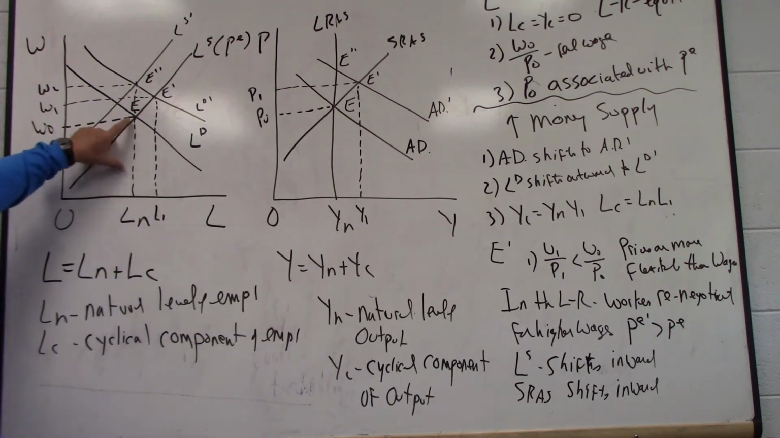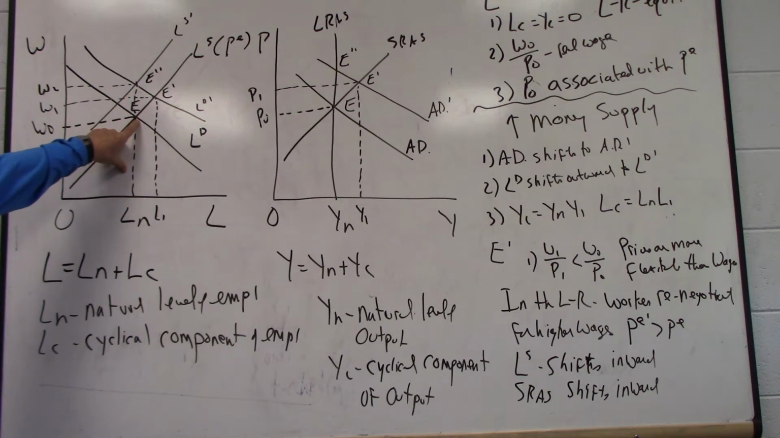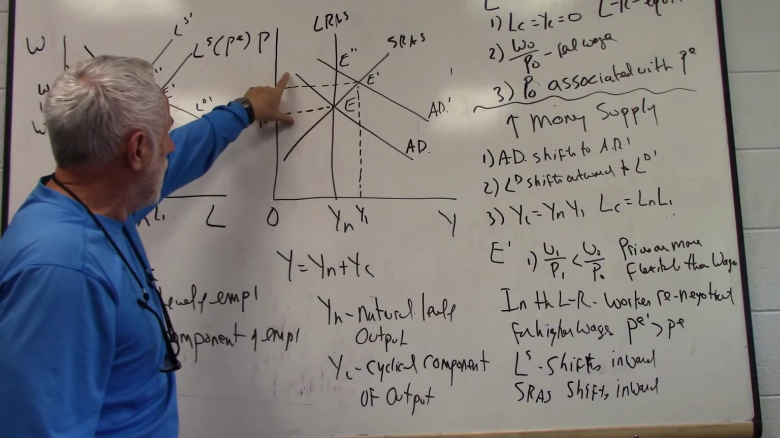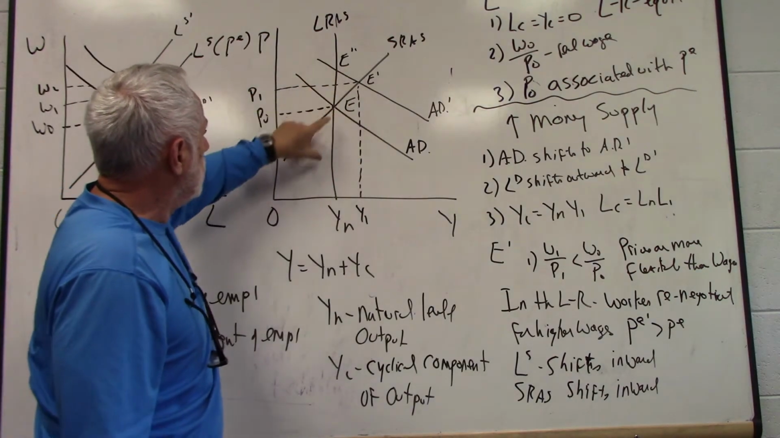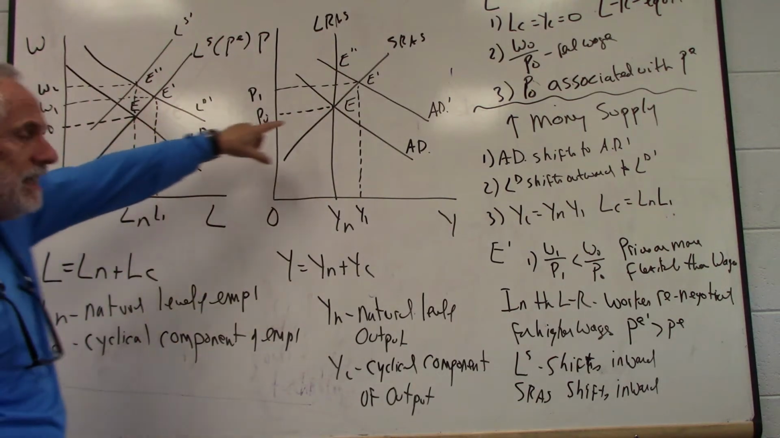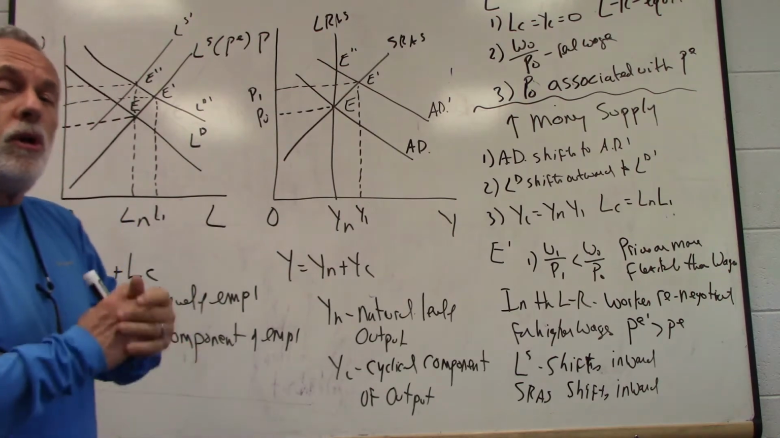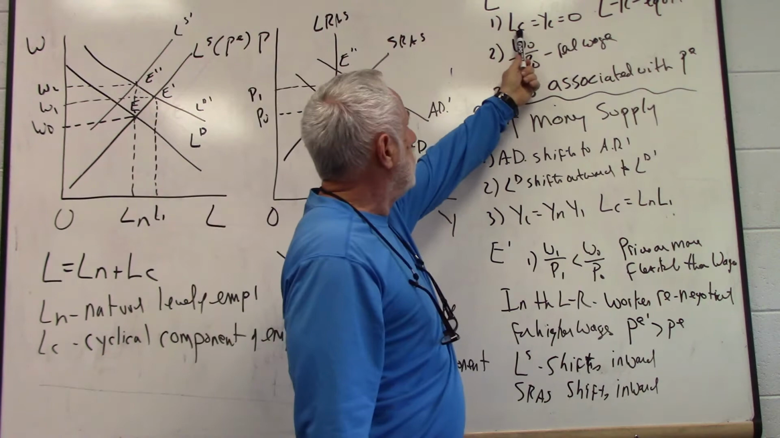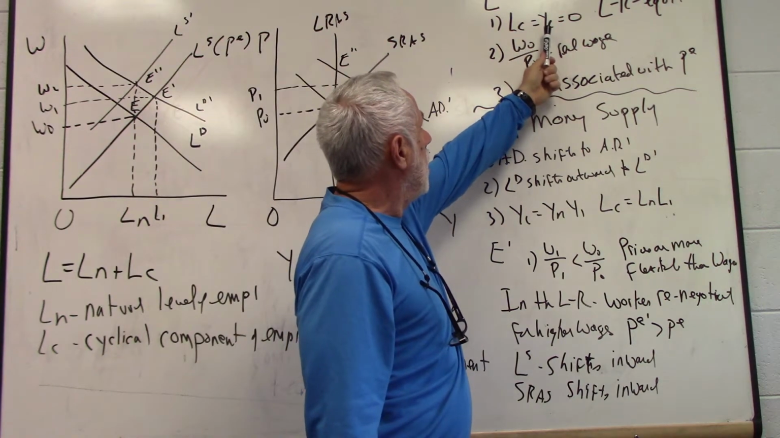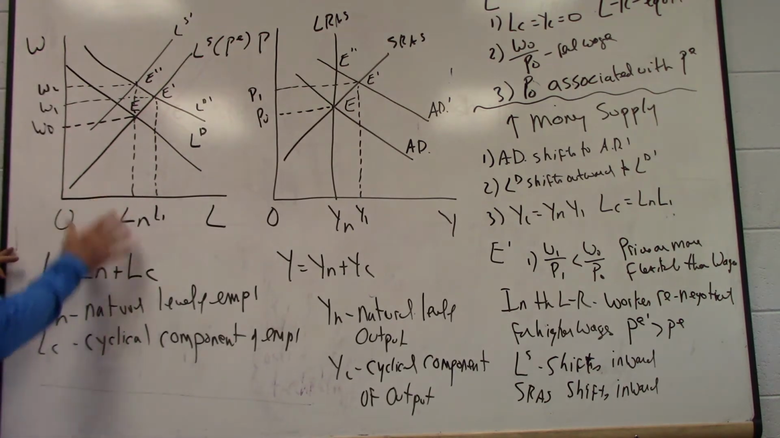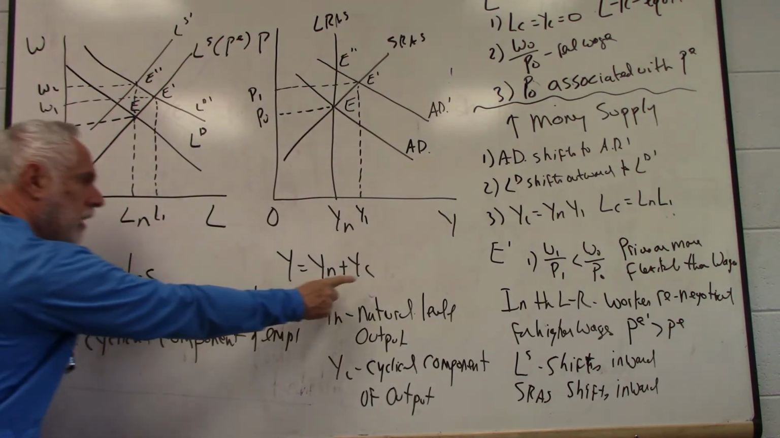So I'm starting at point E here. That's long run equilibrium. And also, we're now at point E, right there in the output market. Here's the aggregate demand schedule, short run aggregate supply schedule, long run aggregate supply schedule. So point E here and point E there represent the same idea. We're in long run equilibrium. And what that implies is the cyclical component of employment and the cyclical component of output both equal 0. So we're in long run equilibrium where LC is 0 and YC is 0.